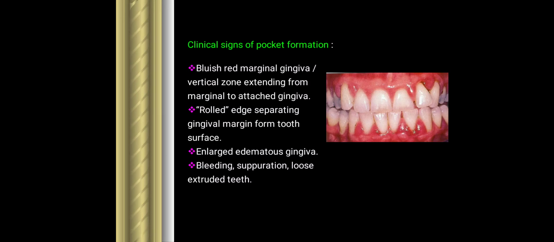Clinical signs of pocket formation. So we all know that the stippling will be absent in any gingival inflammation. Then bluish red marginal gingiva can be seen, or a vertical zone extending from the marginal to attached gingiva. Rolled edge separating gingival margin from tooth surface. Enlarged edematous gingiva will be seen. Bleeding and suppuration, loose extruded teeth can be seen. Bleeding on probing will be present in such cases.